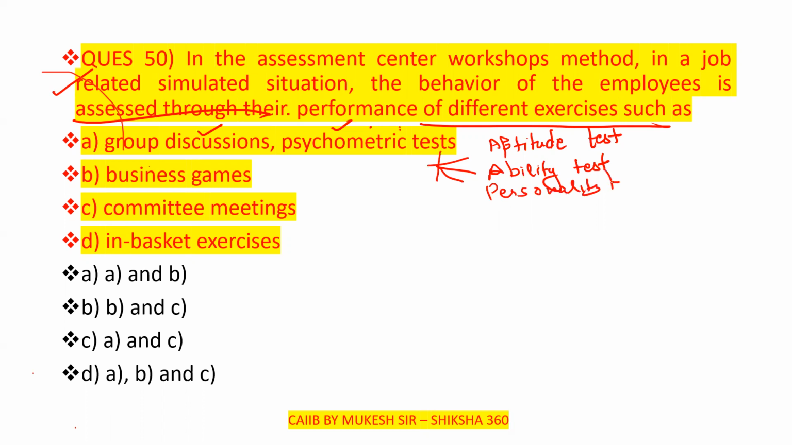So option number A is to be correct here. This one, so either this is to be the answer or either this to be or this to be. So business games. Basically, is it correct or not?